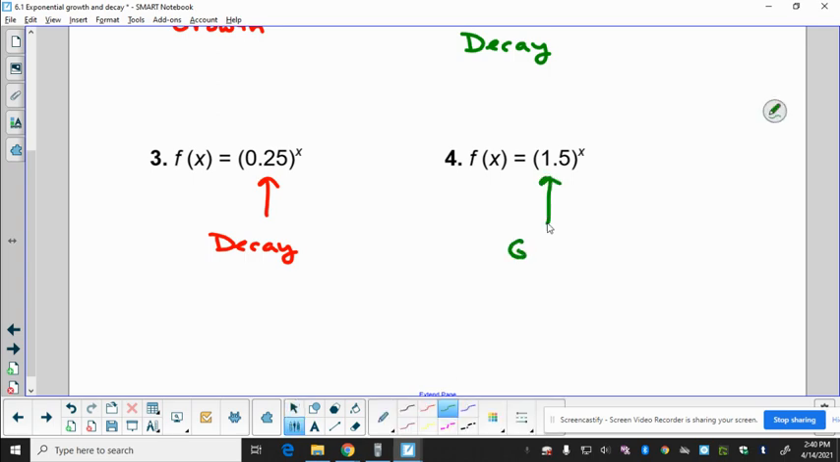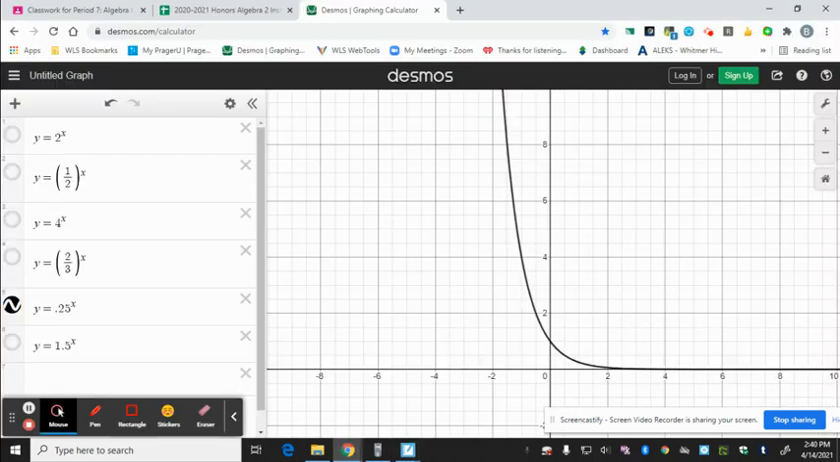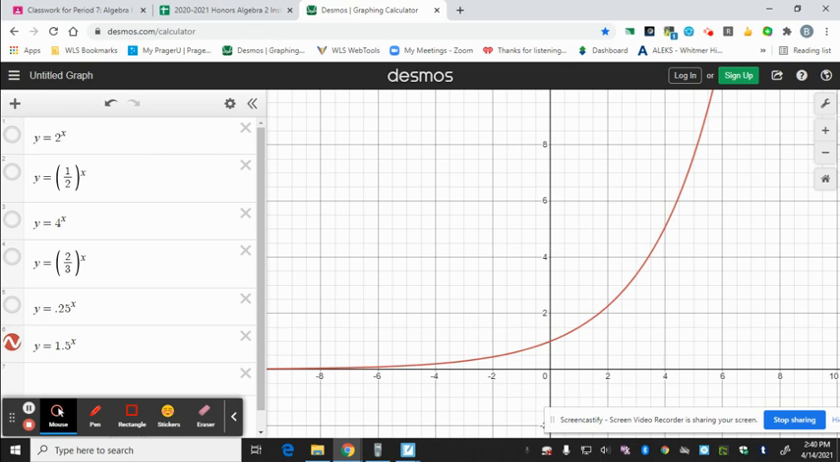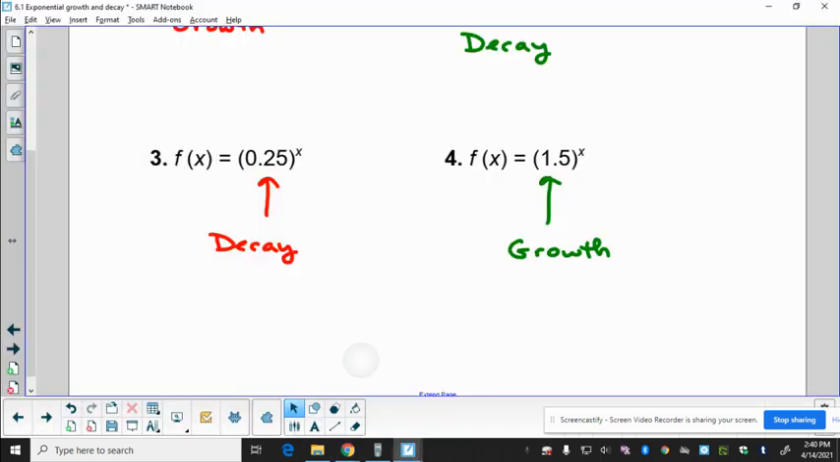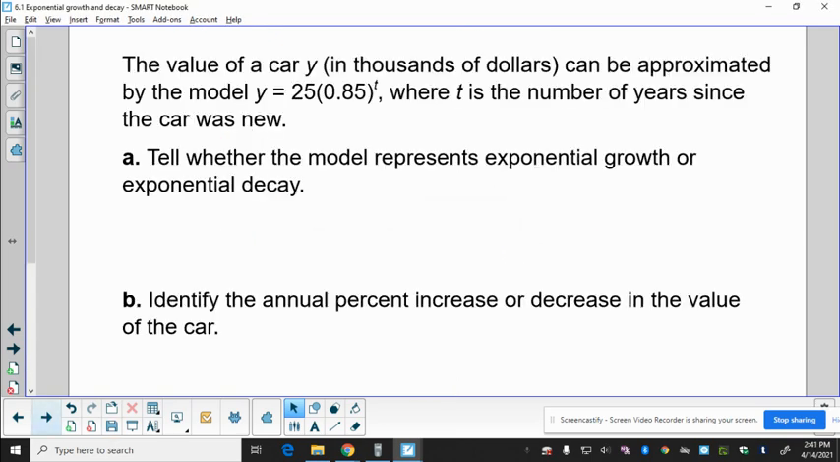1.5 is bigger than 1. This will be exponential growth. So we can kind of predict what this graph might look like. And there you go. So I hope that helps you visualize what these exponential functions may look like. Let's move on. Let's see if we can answer a question like this.